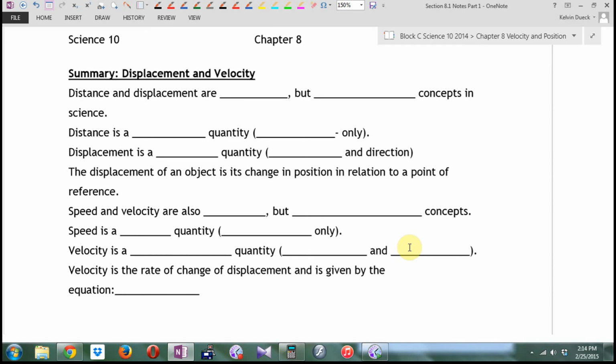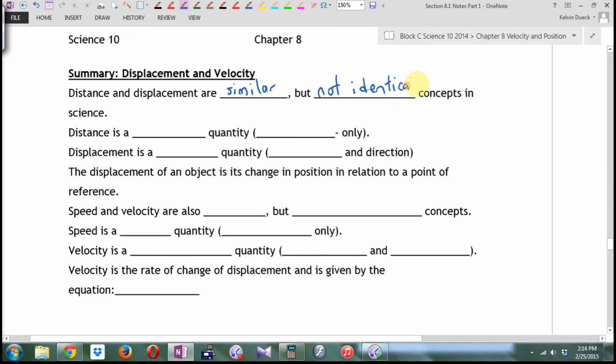Okay. Distance and displacement are similar, but not identical. Which one is a scalar, distance or displacement? Distance. That part you'll have to memorize. Distance is a scalar quantity. Displacement is a vector quantity.